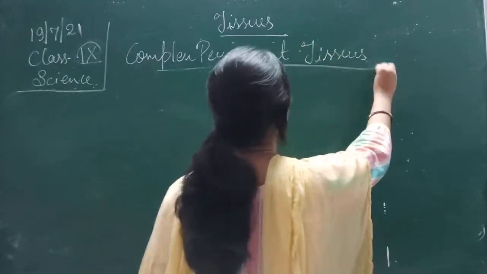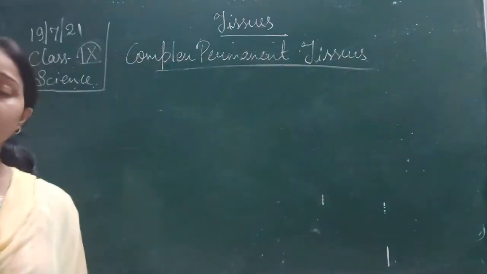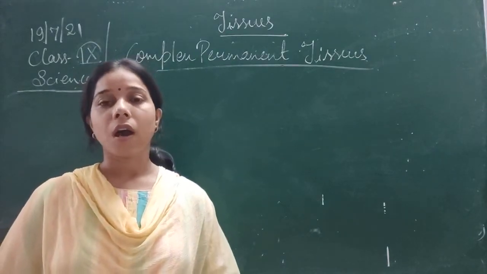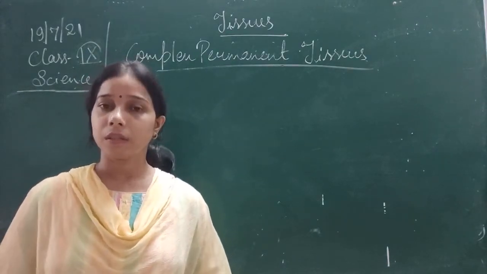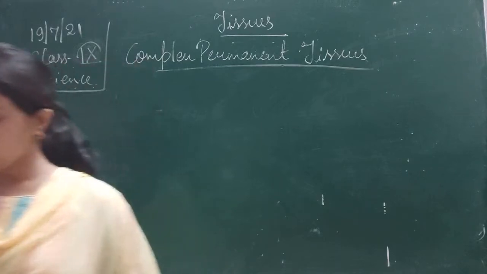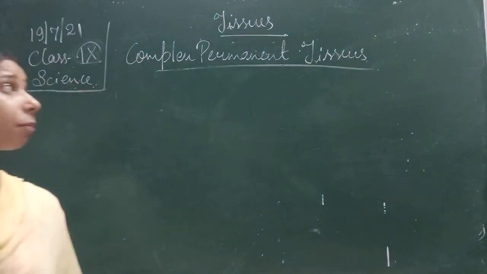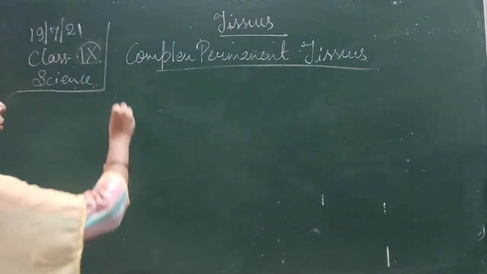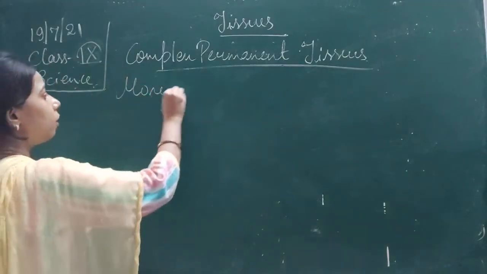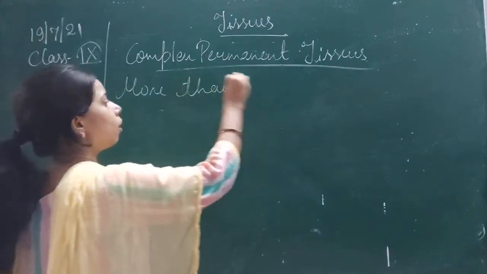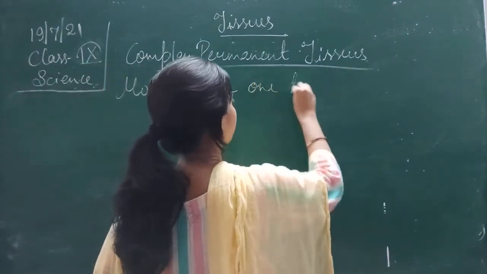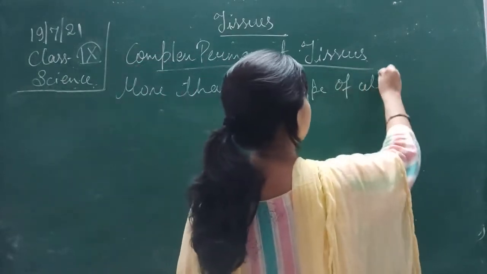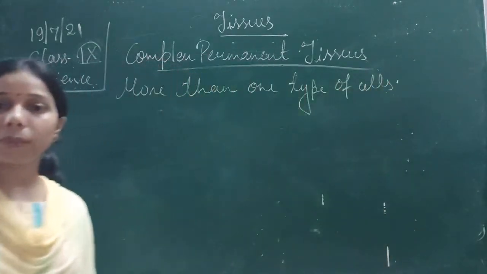The name complex permanent tissue is given because, as I told you, here the cells are totally different from each other in structure, and that is why it becomes complex. More than one type of cells are present, that's why it is a complex permanent tissue. So I am writing here more than one type of cells.